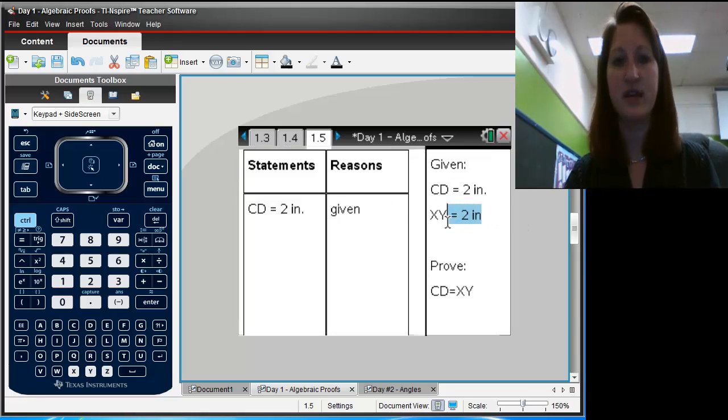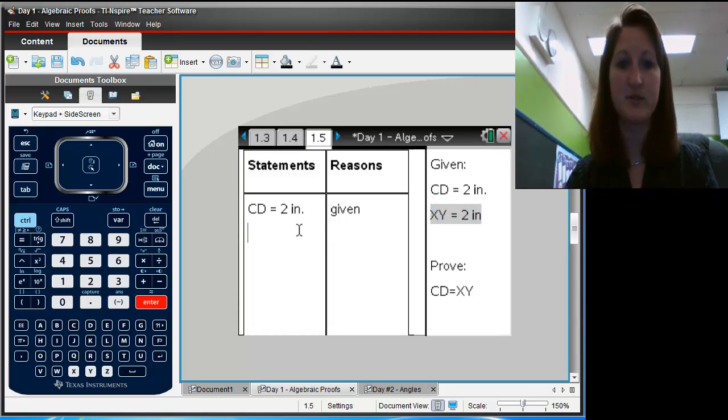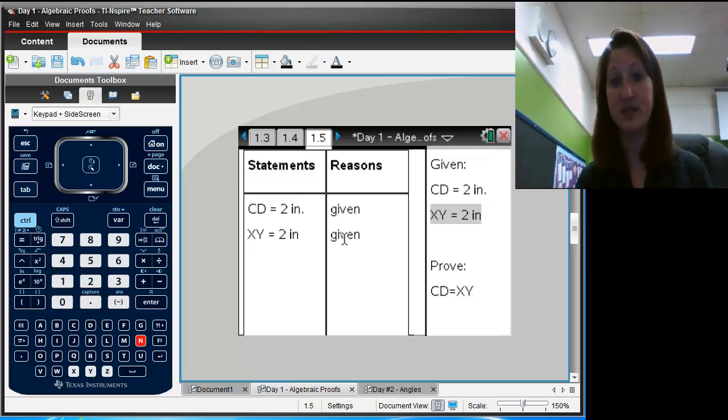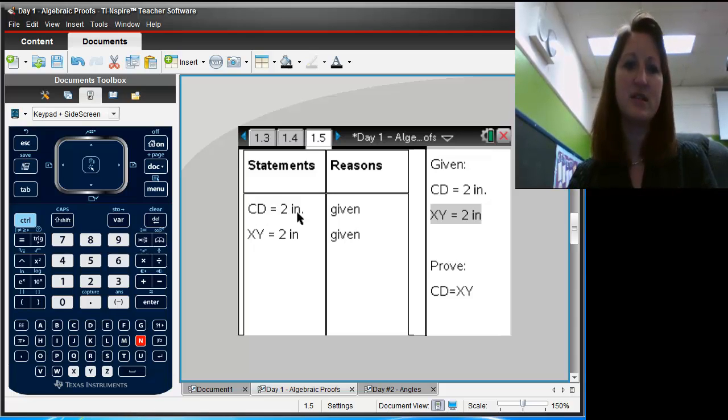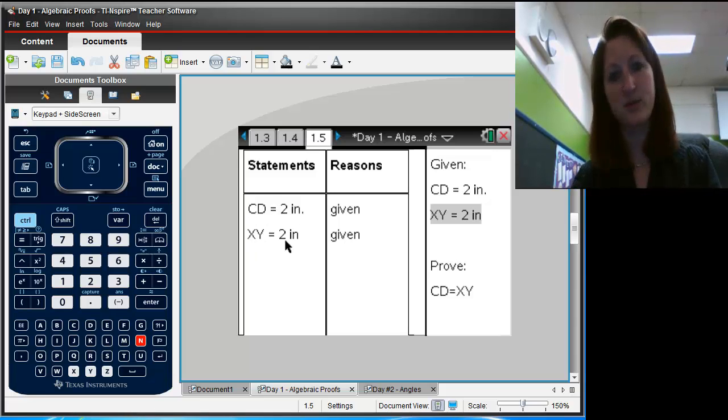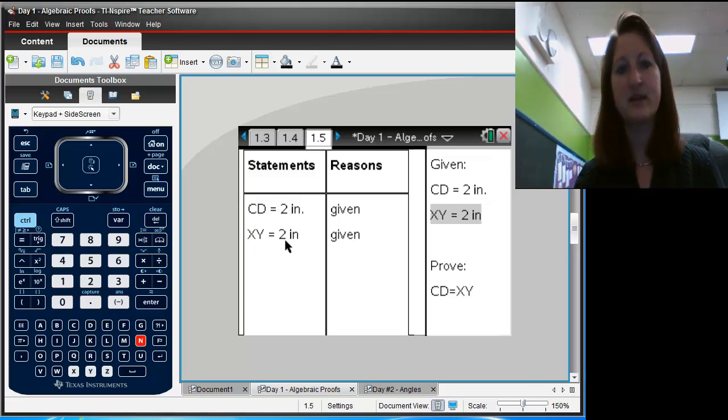The other given is that XY equals 2 inches. So again, I'm going to copy that, Control C, and then I'm going to go into my statement and paste it, Control V. And I have to give a reason again. Well, that also was given to me. Now, if CD is equal to 2 inches and XY is equal to 2 inches, then CD has to be equal to XY.